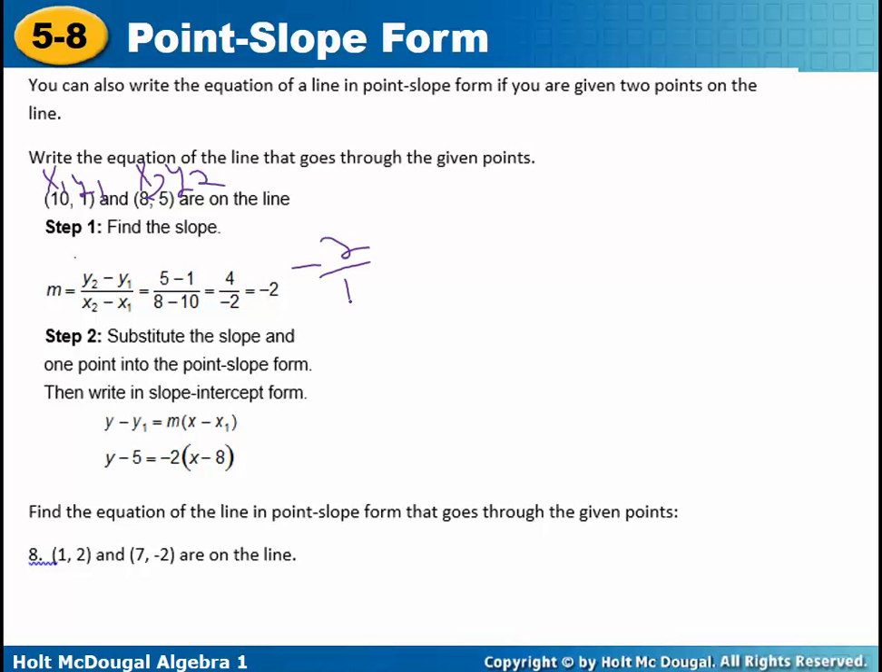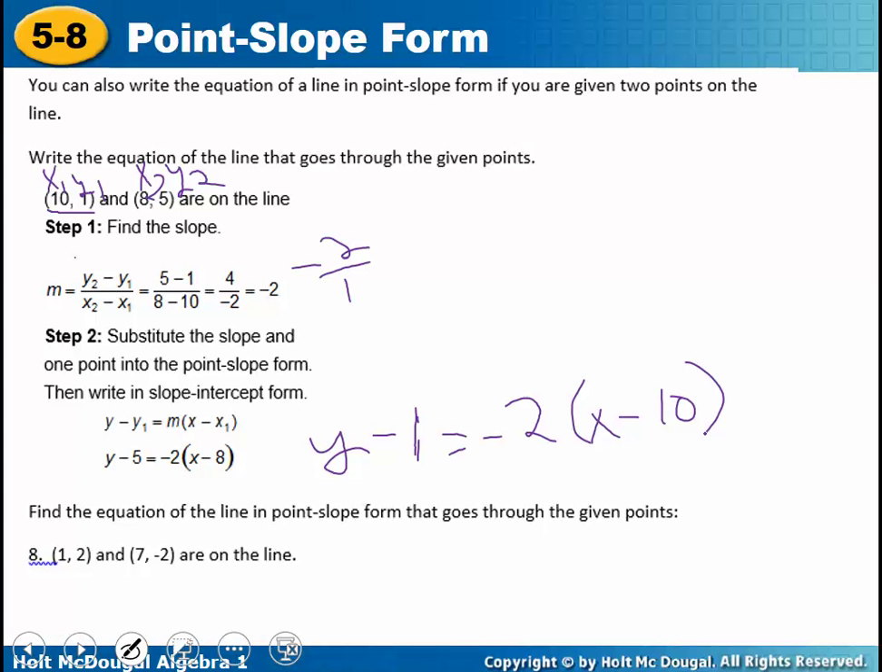Now you get to pick either point. You can use (10, 1) or you can use (8, 5). This example used (8, 5) for x sub 1, y sub 1, but I labeled that (10, 1) was x sub 1, y sub 1. So you might want to keep with that. It doesn't matter though. There's two answers for this. We could do y minus y sub 1, which is 1, equals the slope, which is going to be -2 no matter what, times x minus 10. That's correct, and this is correct.